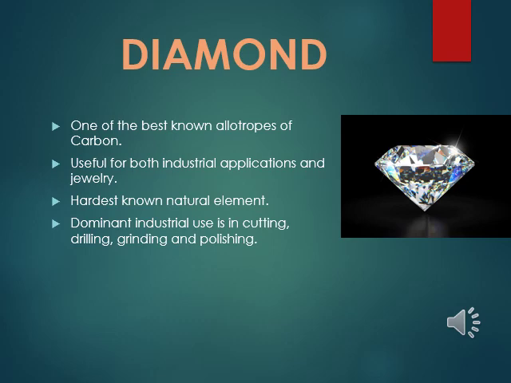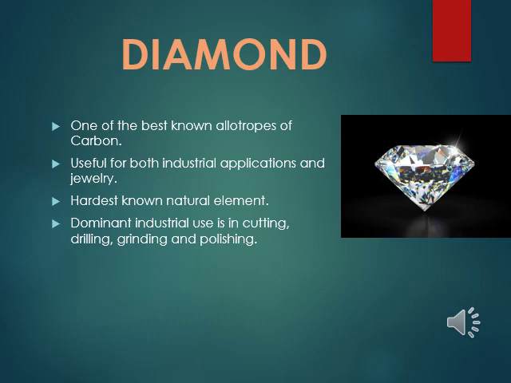So the first allotrope of carbon is diamond. It's a crystalline one and it is the most well known allotrope of carbon. We have all heard about this. As we all know, it is useful for jewelry and also for industrial purposes. It is the hardest known natural element in nature. The only thing which is harder than this is boron carbide, which is not our topic of discussion for today.